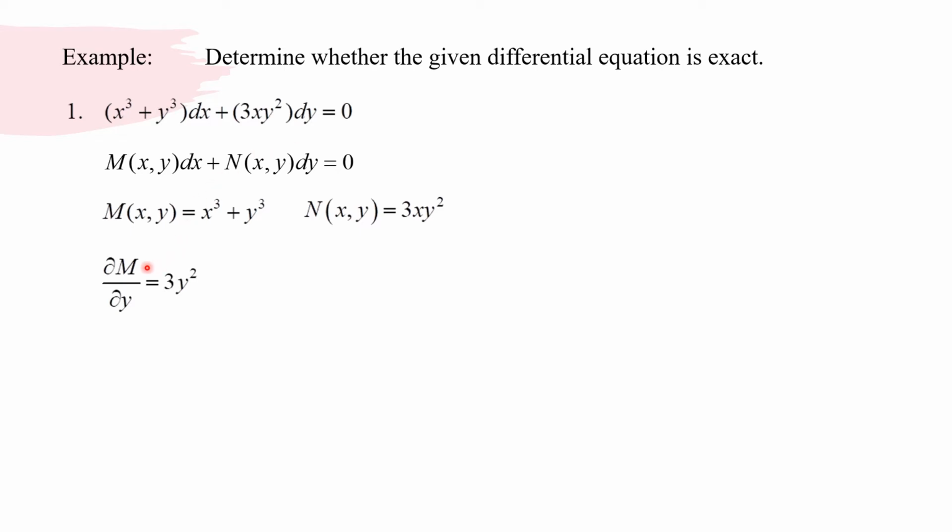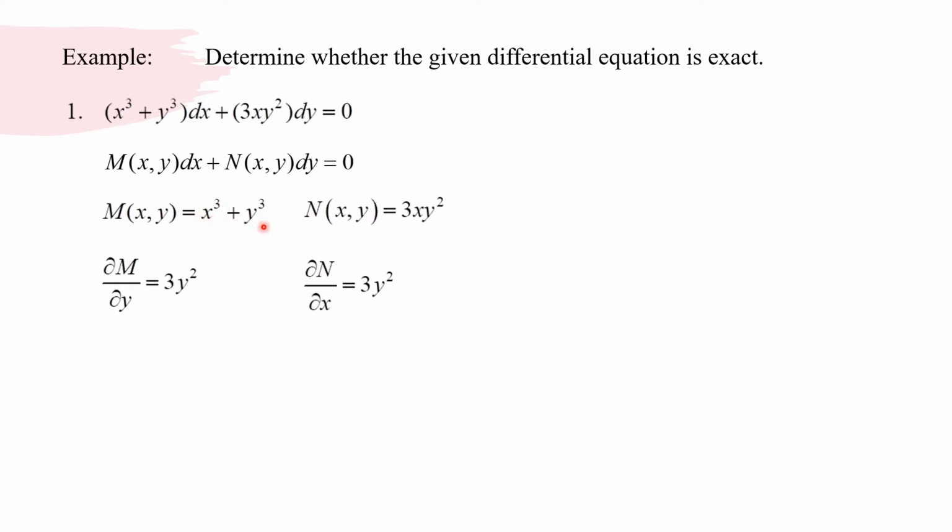We find the first partial derivative of M with respect to y, in other words, find ∂M/∂y, and find the first partial derivative of N with respect to x, which is ∂N/∂x. When we want to find ∂M/∂y, we are treating y as the variable and x as a constant. In other words, when we differentiate x³ with respect to y, the answer will be 0 because this is considered a constant.